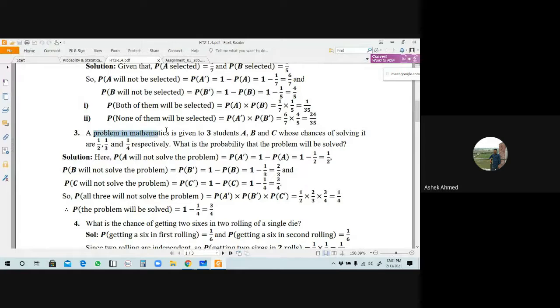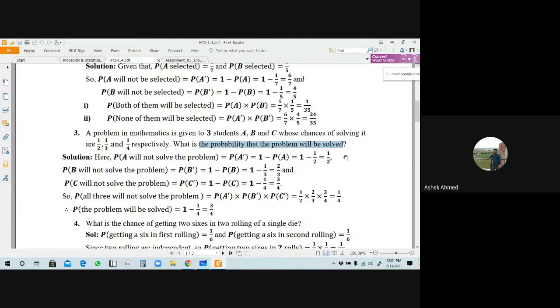A problem in mathematics is given to 3 students, A, B, C, whose chances of solving it are: A's chance is 1/2, B's is 1/3, and C's is 1/4 respectively. What is the probability that the problem will be solved? What do you mean by this?